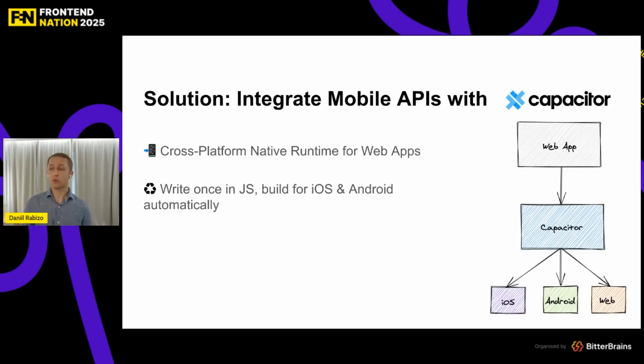And the solution for the mobile framework was to use the Capacitor library, because Capacitor allows us to create a cross-platform application. It's a native runtime of the web application inside a native app. It means that you can write the code only once in JavaScript, in this case in Angular, and build it for iOS and Android automatically. And by the way, all of these technologies can be applied to any front-end framework, Vue, React, not only Angular, but I will explain it with Angular specifics.